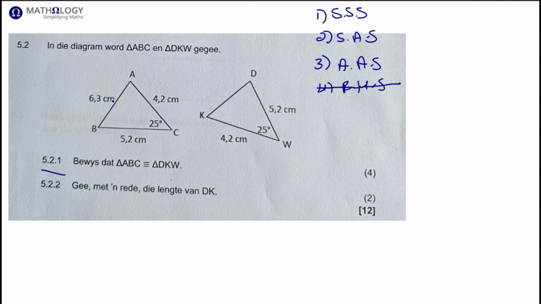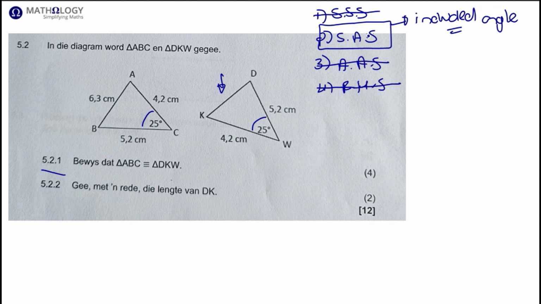We are given 3 sides here in triangle ABC, but we're only given 2 sides in triangle DKW. So we can eliminate side, side, side as a possible case because we know nothing about side DK. If we were given all 3 sides of both triangles, we could use side, side, side. Angle, angle, side is not an option because we've only got one angle given in these diagrams. Angle, angle, side implies that you need two angles. So we can eliminate three of the cases and we're left with having to prove that the triangles are congruent side, angle, side.